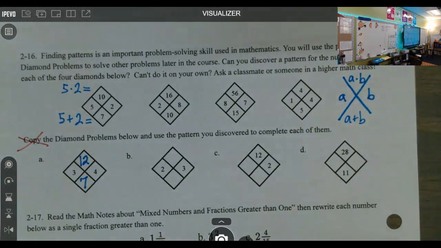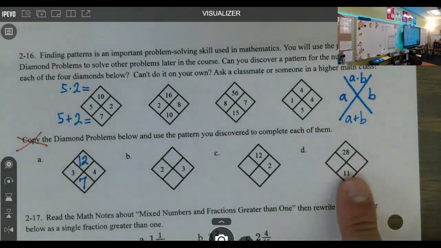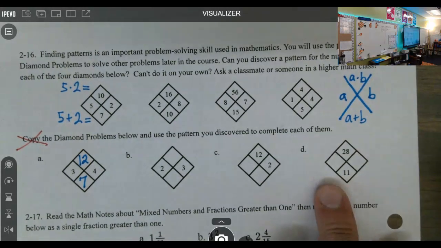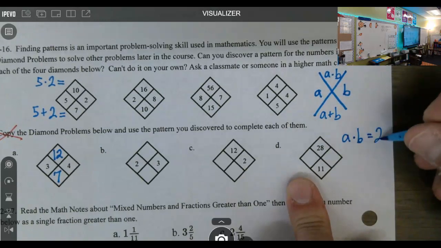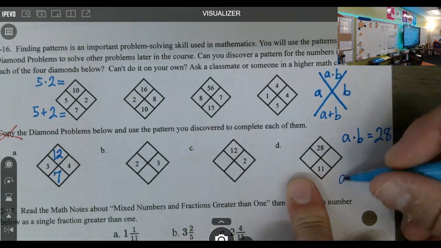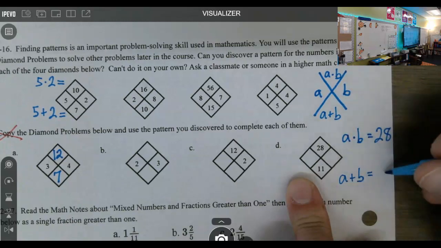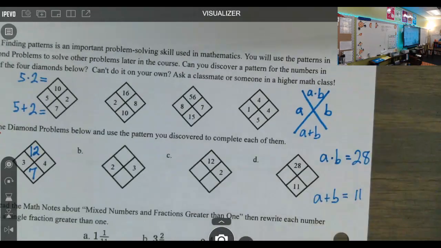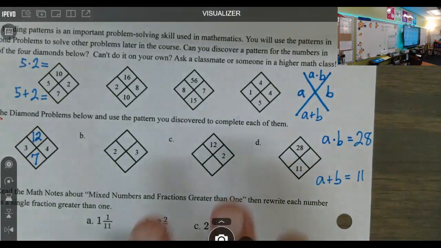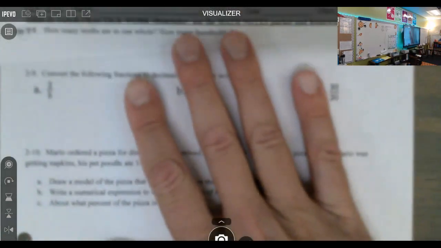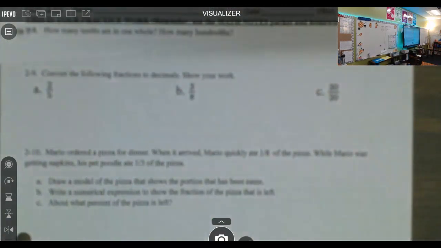Now hold on a minute. D is really tough. We'll talk about that when we check answers, but I want you to have time. What you're looking for is an A and a B that when you multiply them, you get 28, but when you add them, you get 11. So you need to find an A and a B, like two numbers, that works for. But at this point, put this away, and let me check.